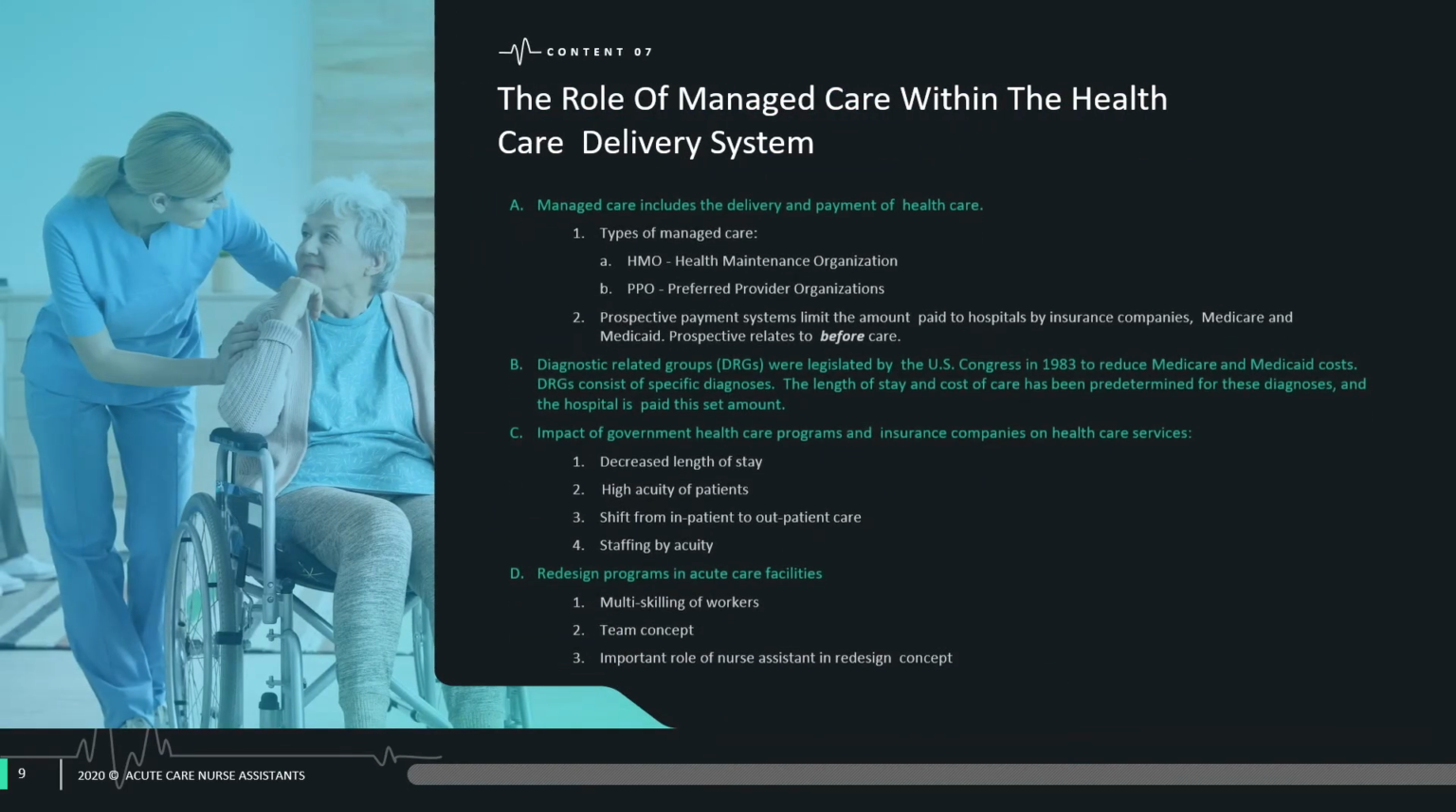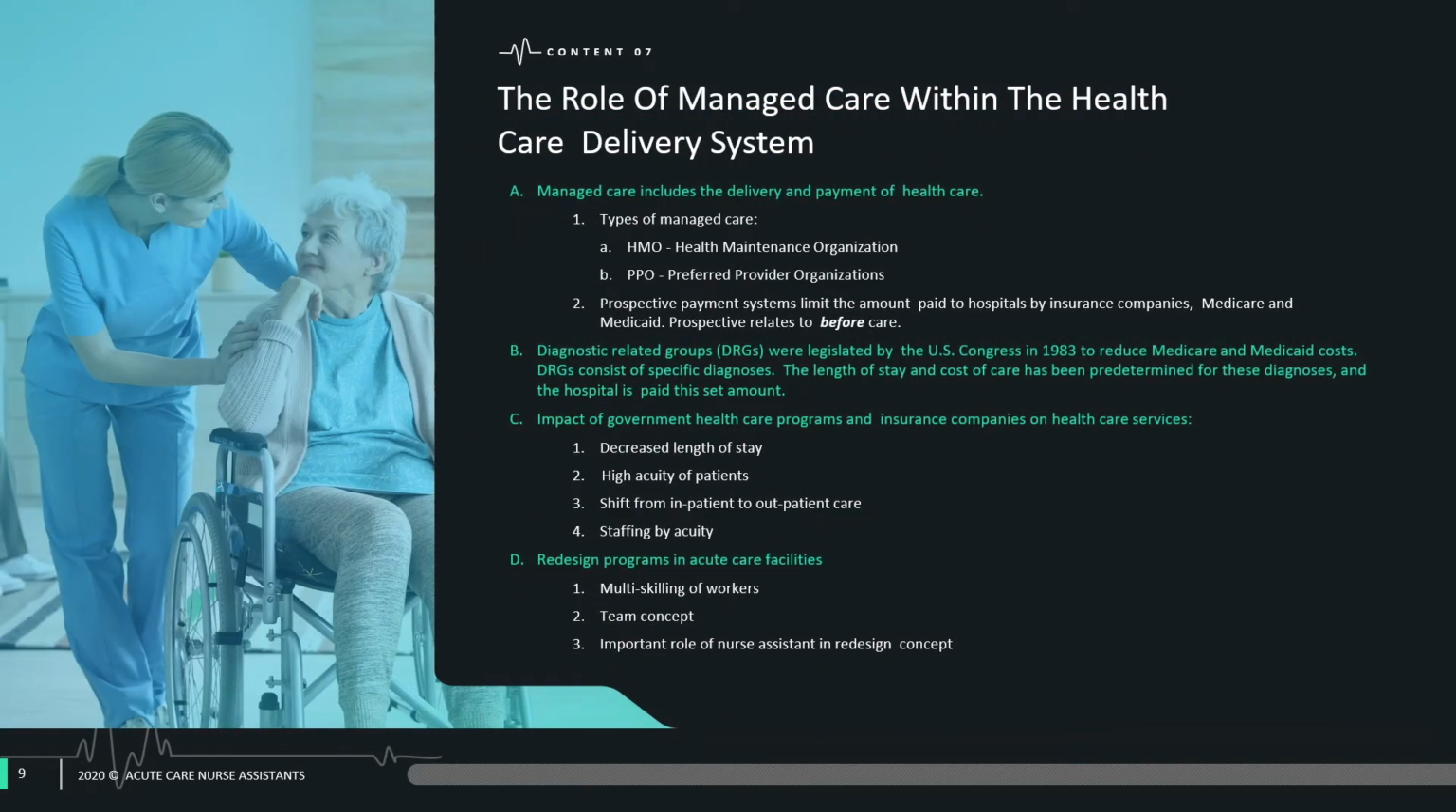The role of managed care within the healthcare delivery system. A. Managed care includes the delivery and payment of healthcare. Types of managed care are HMO, Health Maintenance Organization, and PPO, Preferred Provider Organizations. Prospective payment systems limit the amount paid to hospitals by insurance companies, Medicare and Medicaid. Prospective relates to before care.